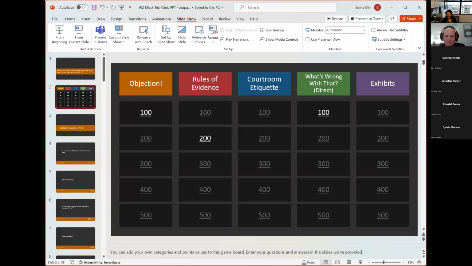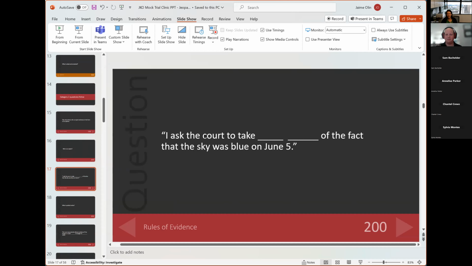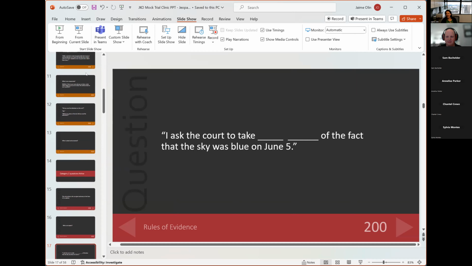All right, who's up next? That would be Annalise Parker. Let's do rules of evidence 200. Okay. I asked the court to take blank of the fact that the sky was blue on June 5th. Please fill in the blank. Sophia Reese.